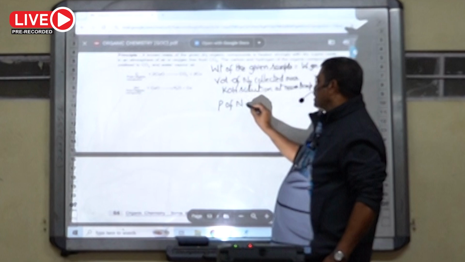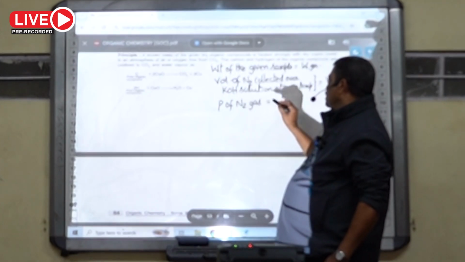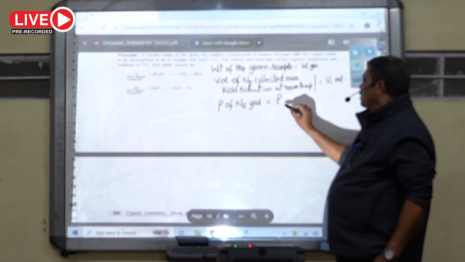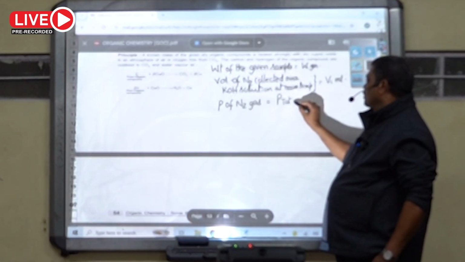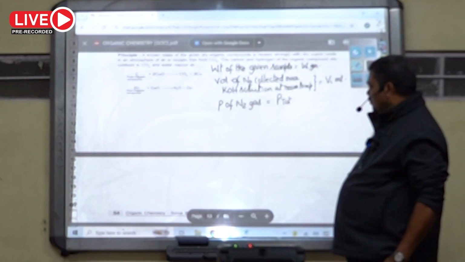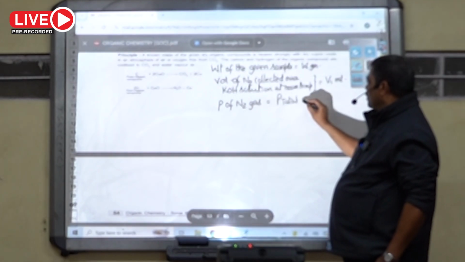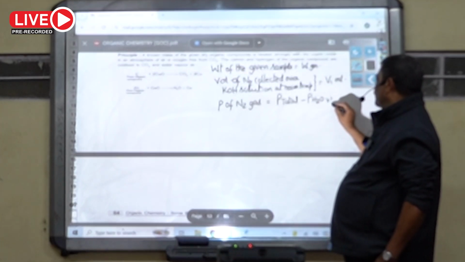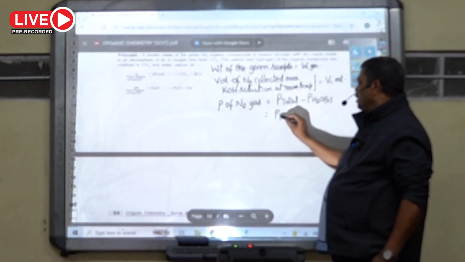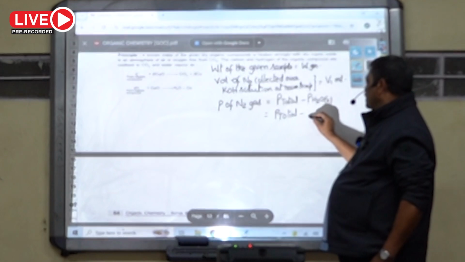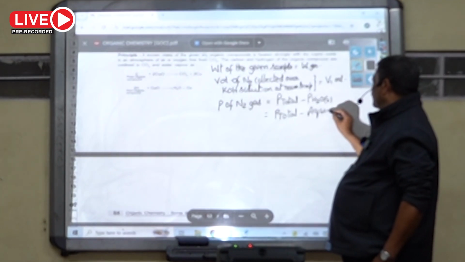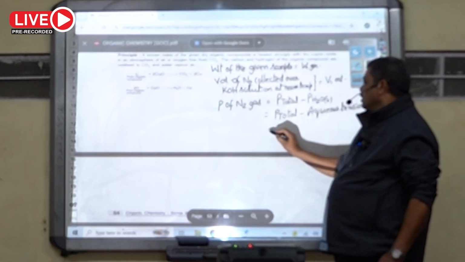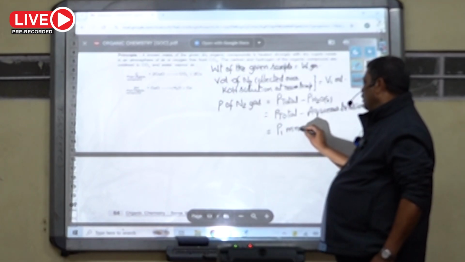Pressure of N2 gas is equal to P total minus P water vapor, or P total minus aqueous tension, that is equal to P1 mm of Hg.